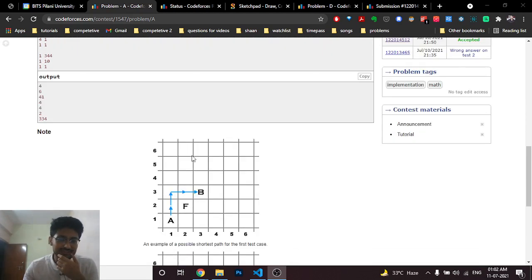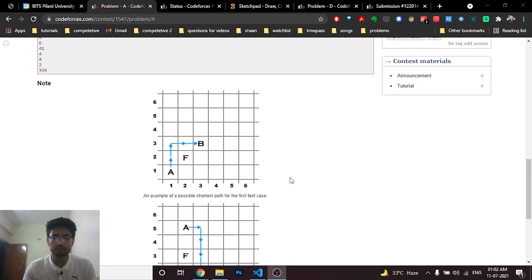You can look at the examples to get more clarity and intuition for this problem. If this is A and this is B, you can take this path. The smallest distance between two points in a 2D grid is the Manhattan distance, which is the absolute difference between the x coordinates plus the absolute difference between the y coordinates of the two points. As you can see, this is the Manhattan distance. There can be two such Manhattan paths, so even if you put an F like here, you can take this one.